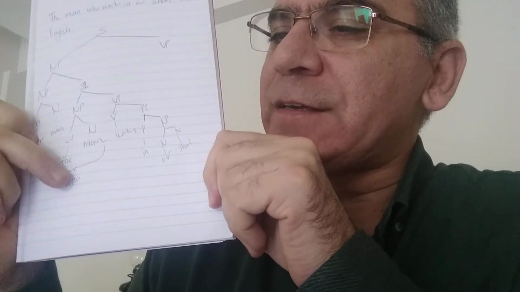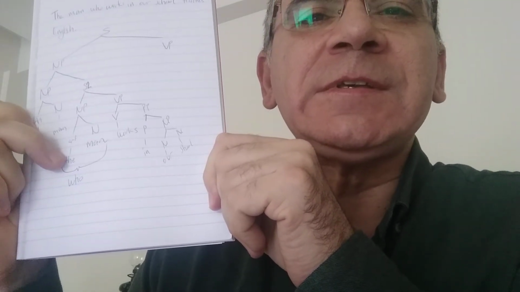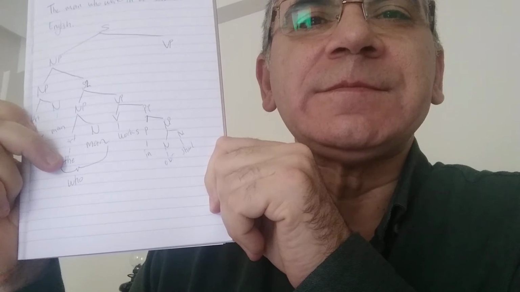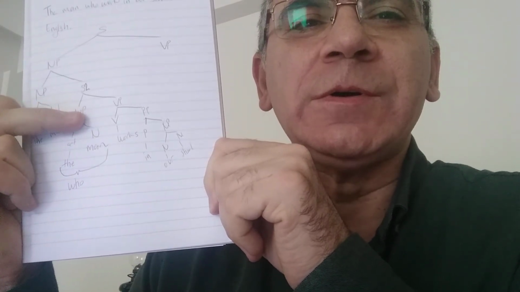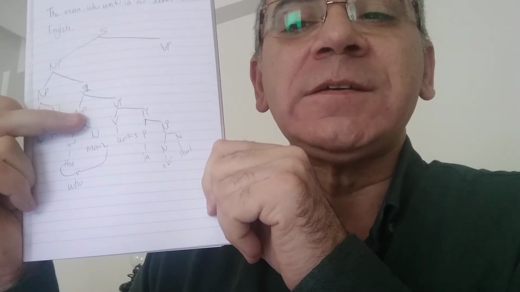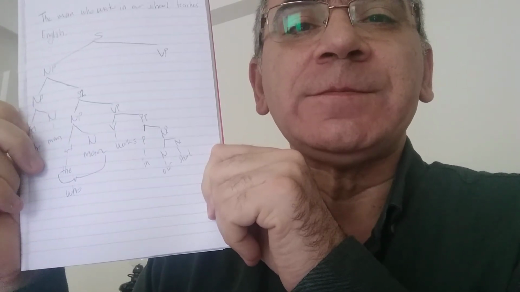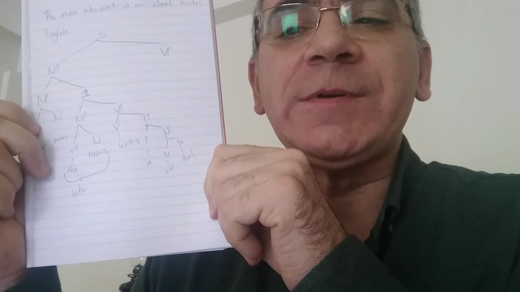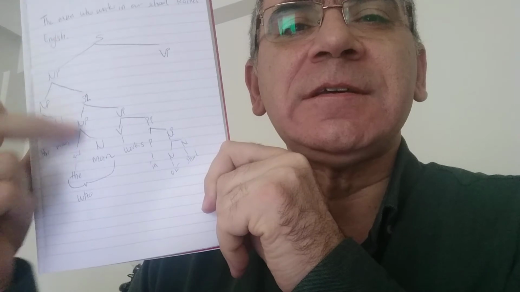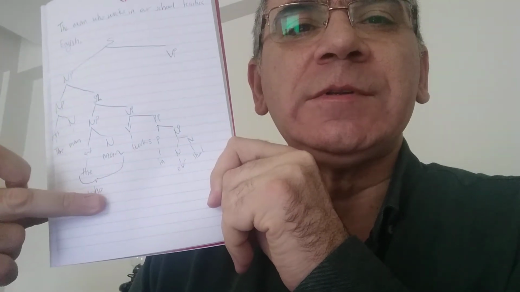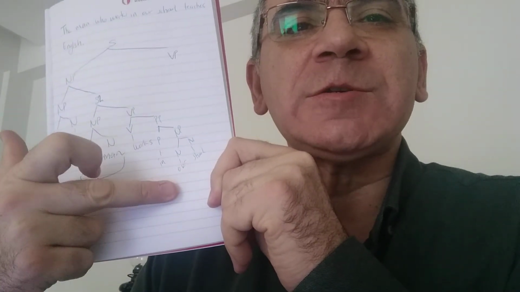You always have to indicate like this. We can't write who here. In the noun phrase part, we cannot write who. We have to write what it refers to. We have to open it. We opened it and we said the man. But in the top sentence, it's the man who works in our school.